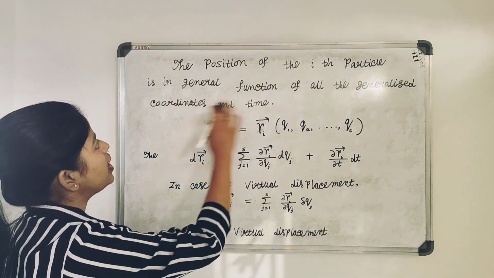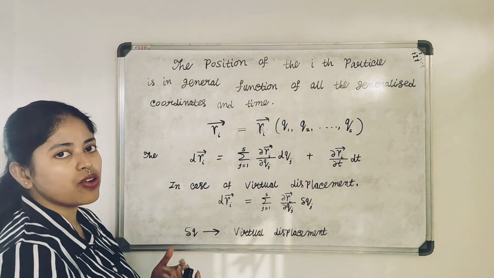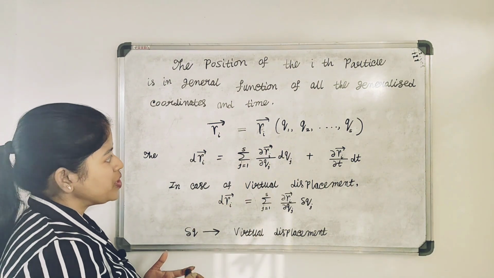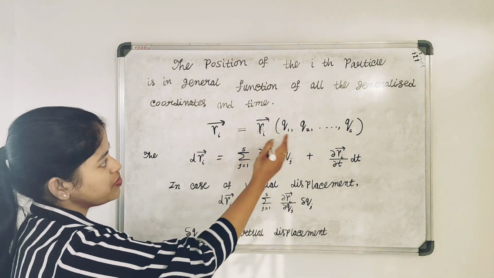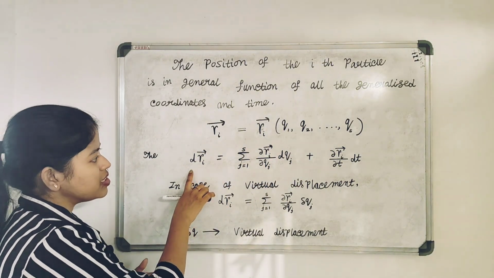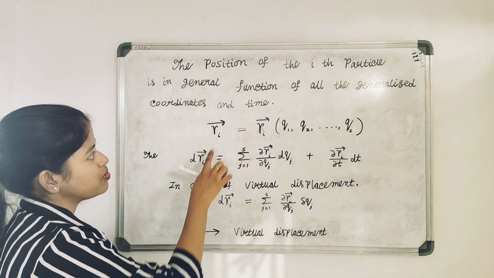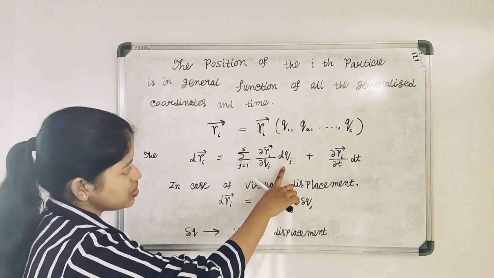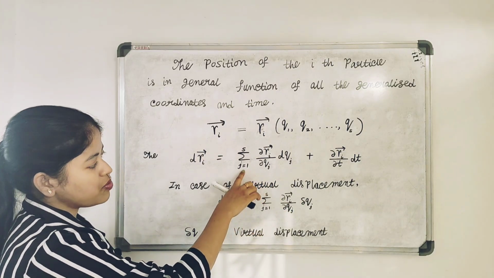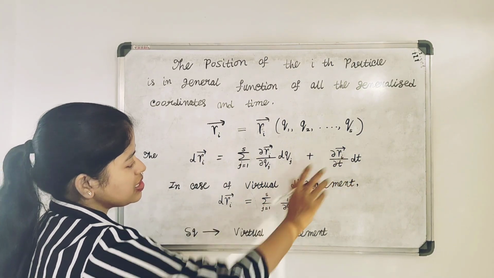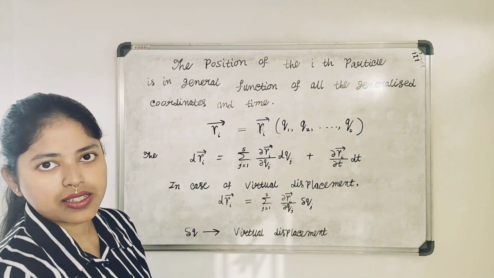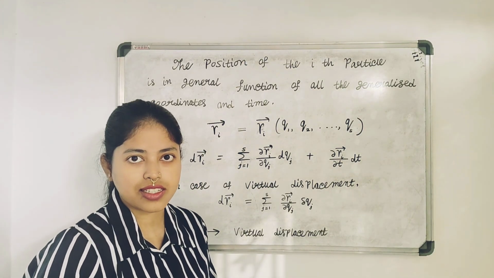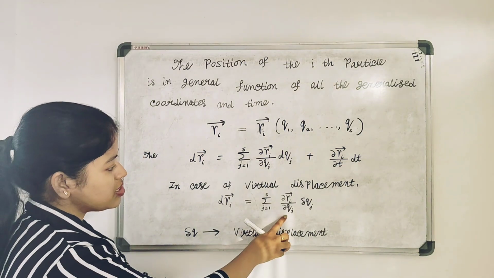The position of the ith particle is in general a function of all the generalized coordinates, that is q1, q2, ..., qn, and time t. So if ri is a function of q1, q2, ..., qn and time, then the total differential of the position of the ith particle, dri, is ∂ri/∂qj into dqj, summation j from 1 to s, plus ∂ri/∂t into dt. But in case of real displacement it happens over a finite time, but in case of virtual displacement it is instantaneous and imaginary, so only the first term will survive.